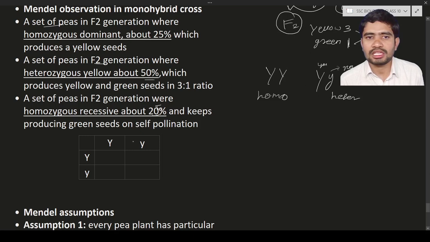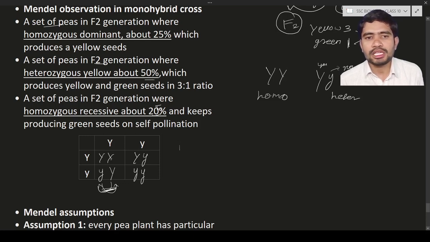So these are the gametes, and these are the parents. Remember this is about the gametes. Capital Y produces what? Capital Y only. Small y produces small y. Generally in genetics we have to write the capital letter first, and after the capital letter you write the small letter. In the textbook the small y and capital Y order is given, which is a small mistake. You should not write in this way. You should write first capital and next small, as we have shown here.